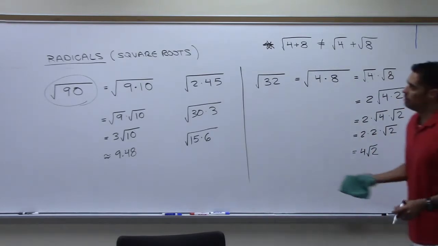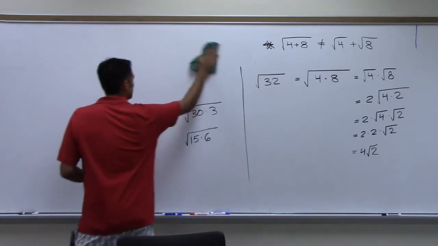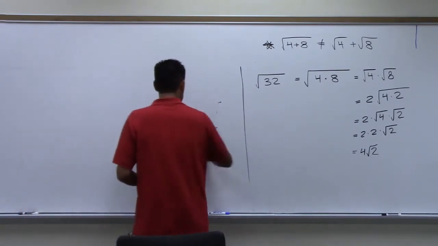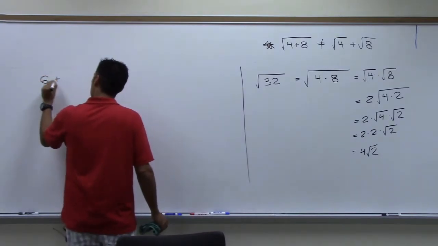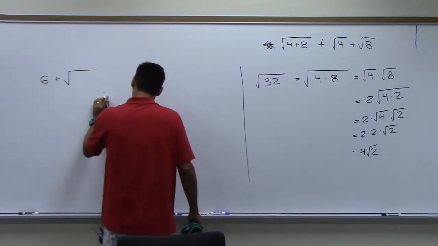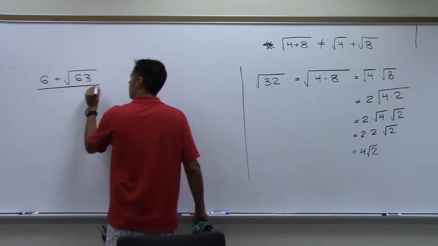All right. How about this? What is 6 plus root 63 over 3?